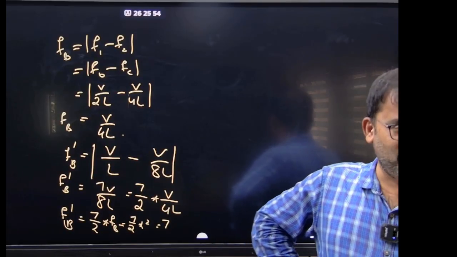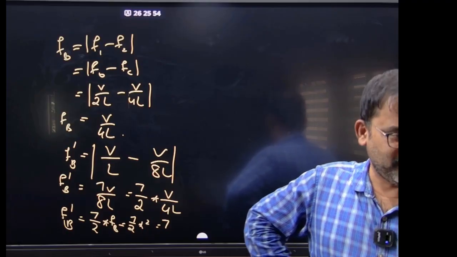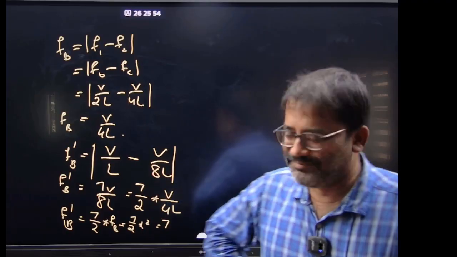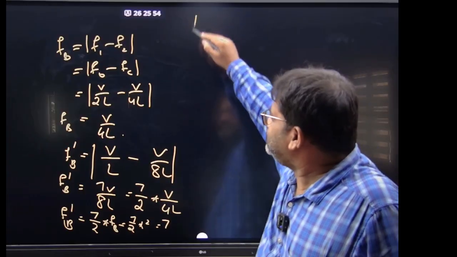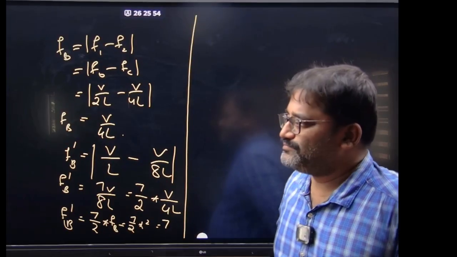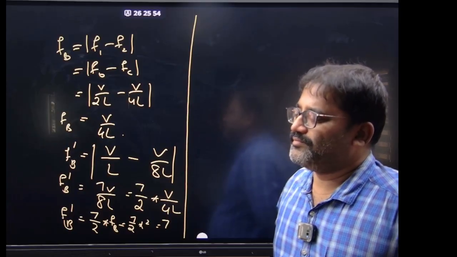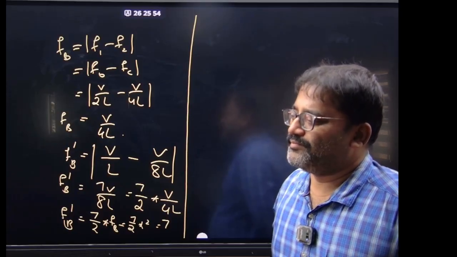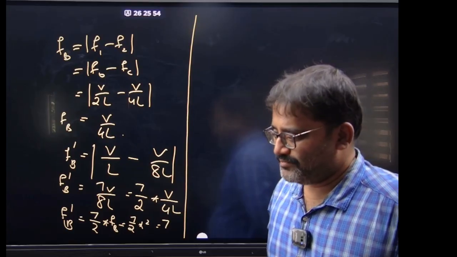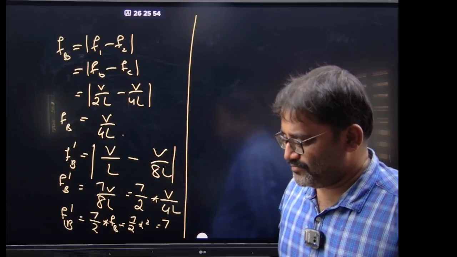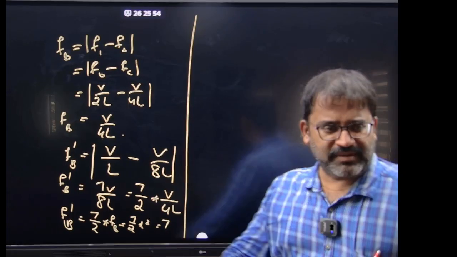Read it properly. Option 1, F is inversely proportional to L D. Option 2, F is inversely proportional to L root D. Option 3, F is inversely proportional to D square. Option 4, F is inversely proportional to L D square. What might be the answer?